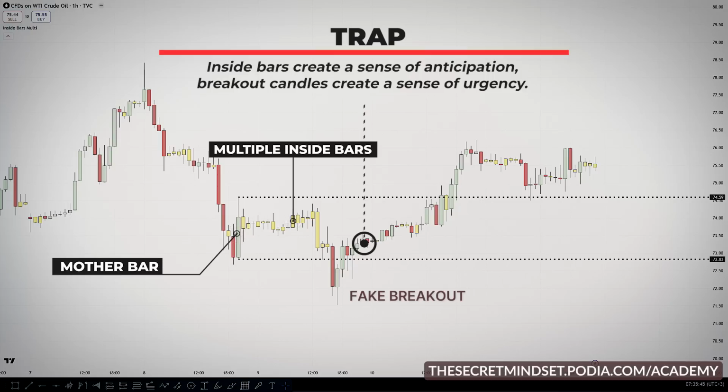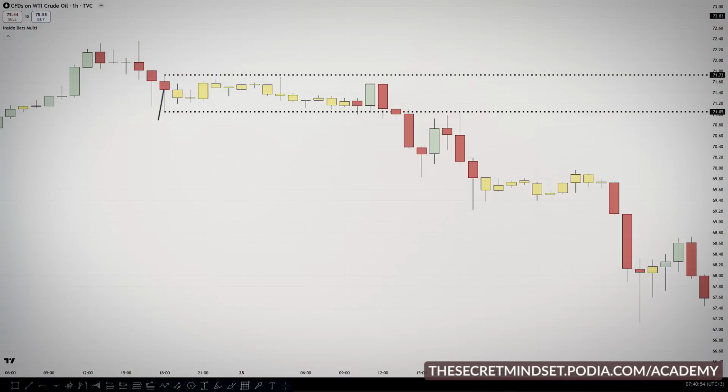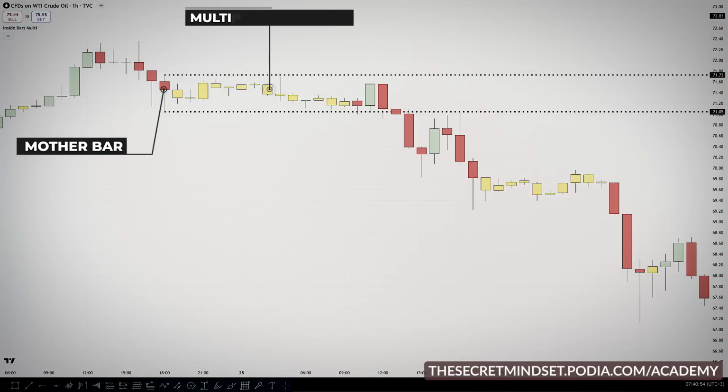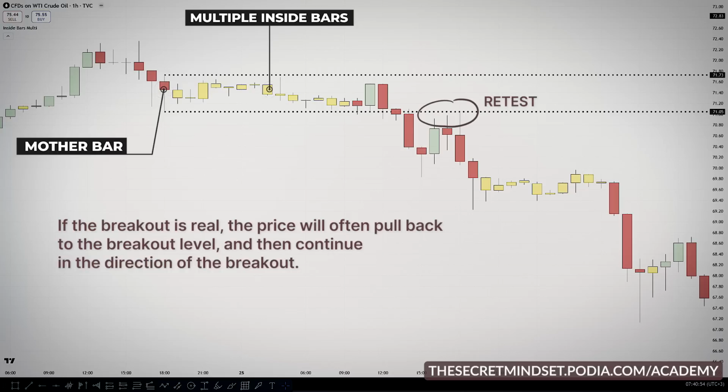We don't want to miss out on the move, so we enter the market without waiting for confirmation. This is exactly the reaction that big players are counting on. The key to avoiding this type of setup is confirmation. After the breakout candle forms, wait to see the price reaction when it retests the breakout level.